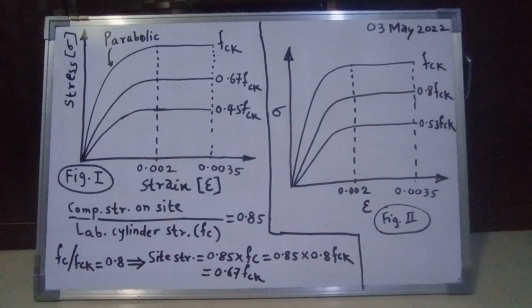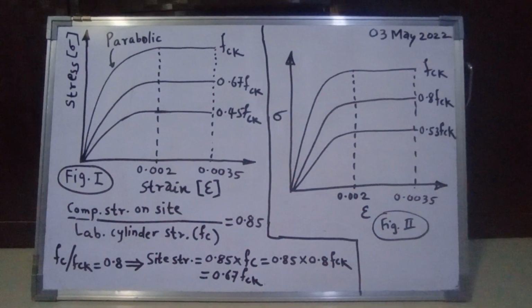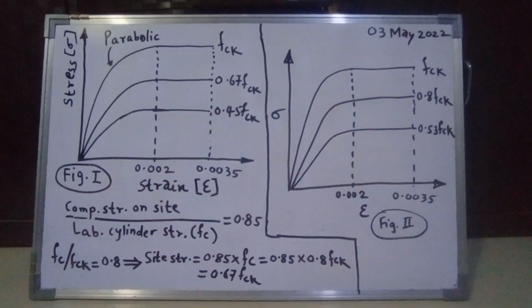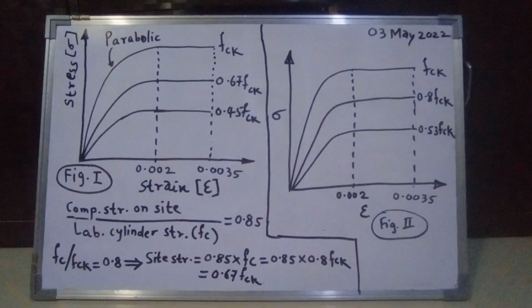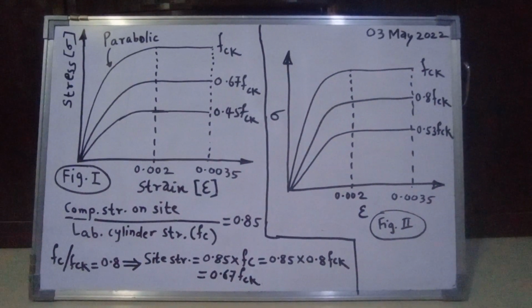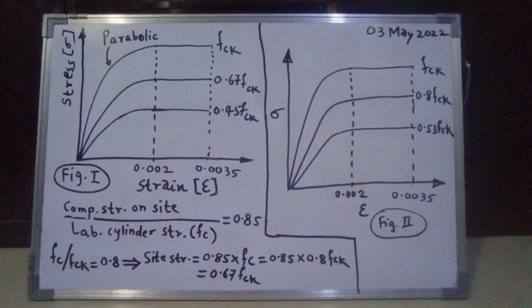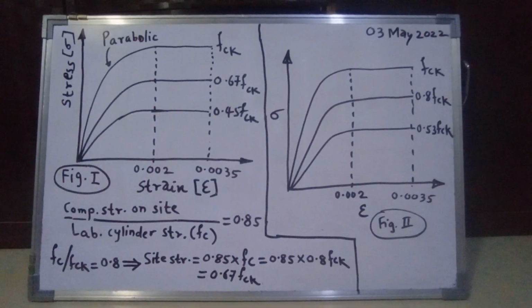And that is the reason why in figure number 1, the second curve I have shown 0.67 FCK. That means I have reduced it by 0.33, that means 33%. Initially it was FCK, then I reduced it by 33% because I multiplied 0.85 into 0.8. So that came out to be 0.67.